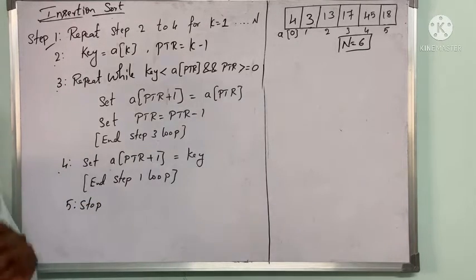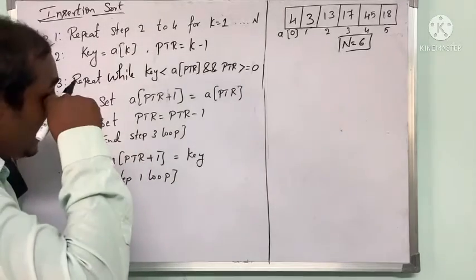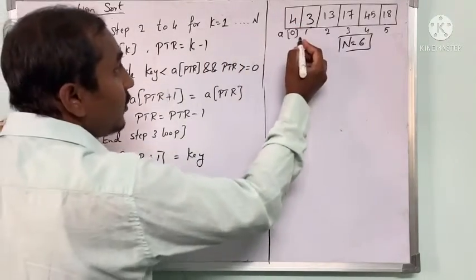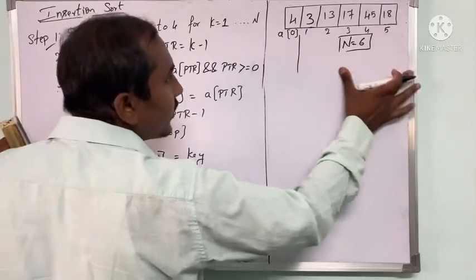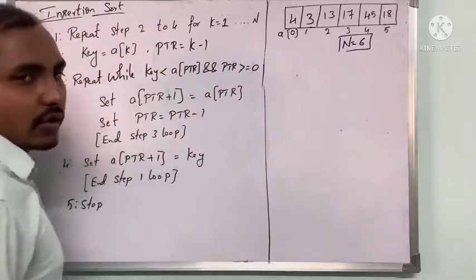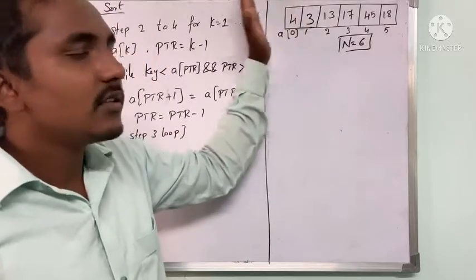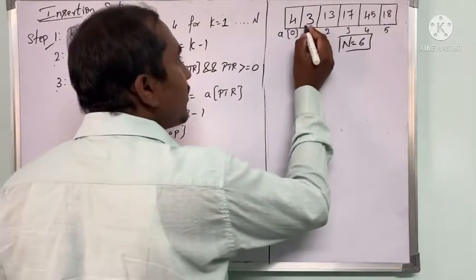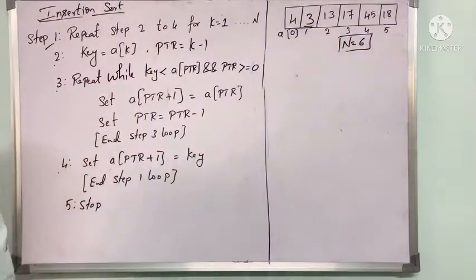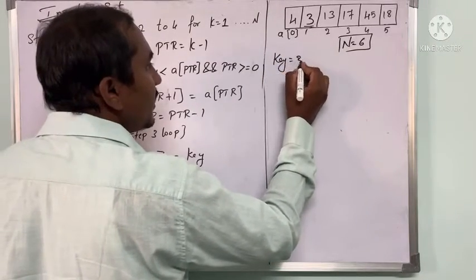In this problem, we are going to consider a key element. What is a key element? For example, I have this array, which will be divided into two sections. The first element will be considered as sorted, and all the rest of the elements will be considered as unsorted. So we divide the array into a sorted list and an unsorted list. From the unsorted list, the first element, that is 3, will be considered as the key element. So I'm going to consider the key element as 3.